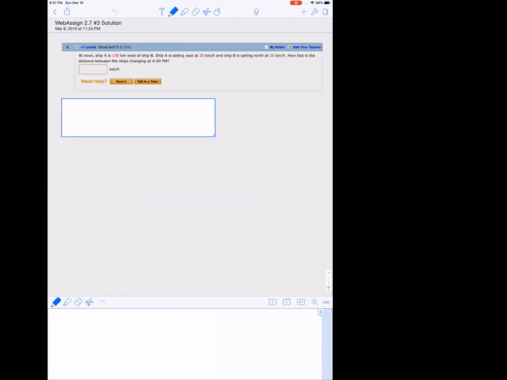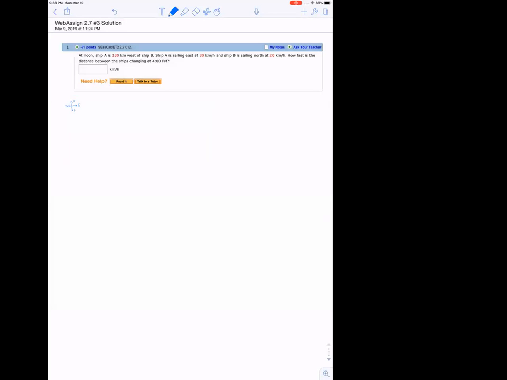So the very first thing I think we should do is draw some pictures. Some north, south, east, west, the compass directions. And okay, we've got at noon a ship. I'll draw my ship A. Put a picture of a ship here. Is directly west of ship B to the order of 130 kilometers.